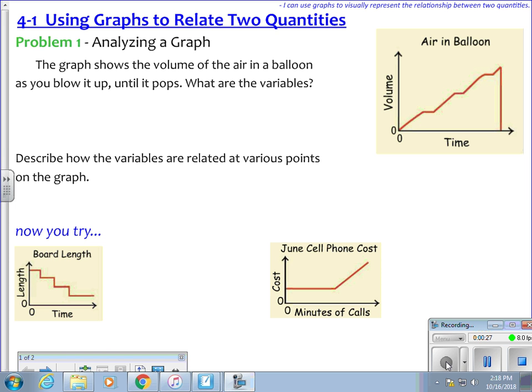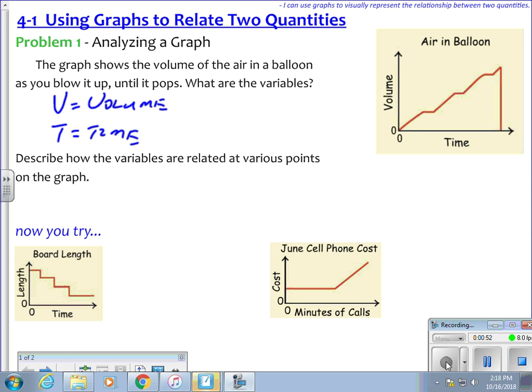So the graph shows the volume of air in a balloon as you blow it up. What are the two variables? My two variables are V, I would use V for volume, and then T for time. Okay? So that's what you want to have. It's not always X and Y. Your variables are other things.